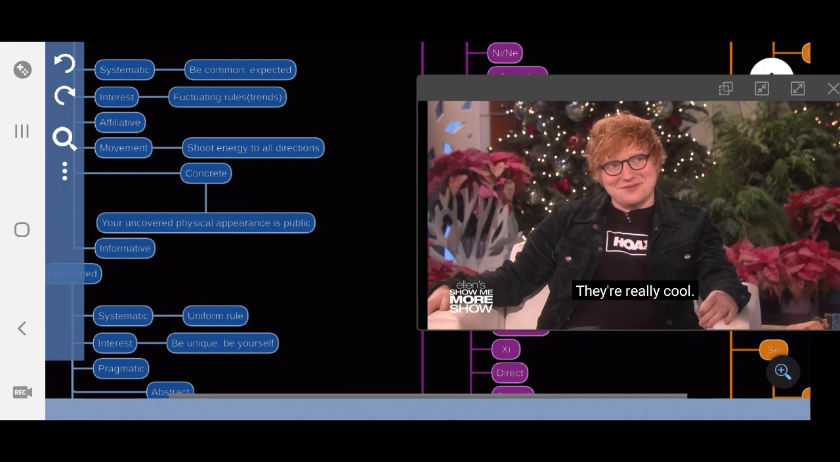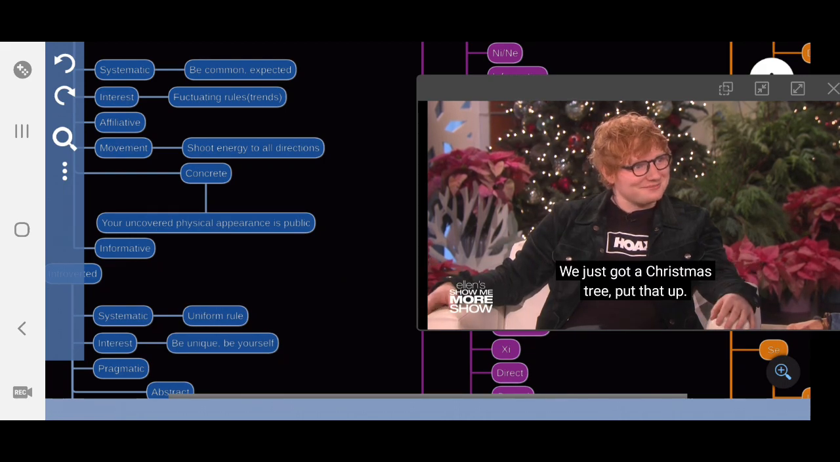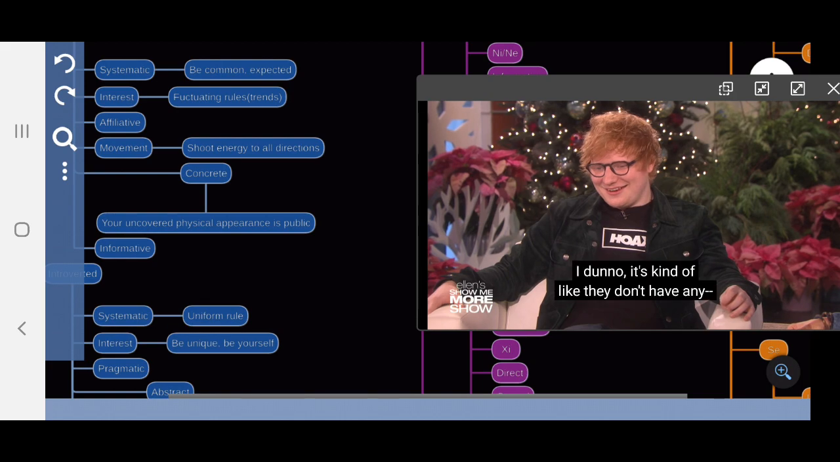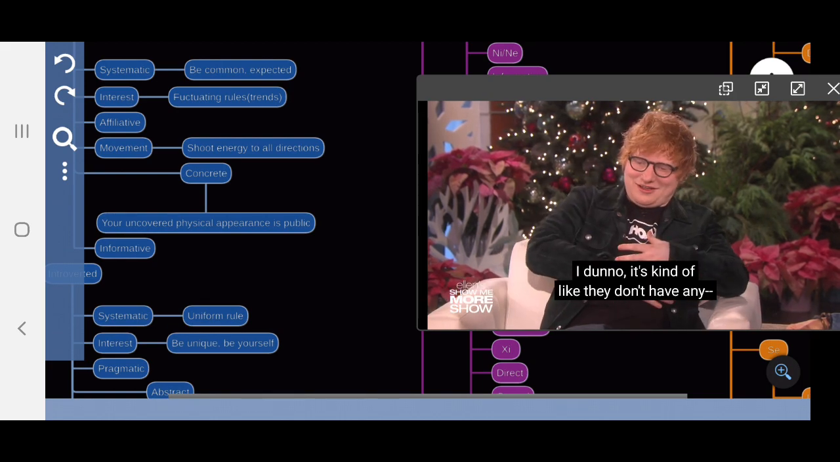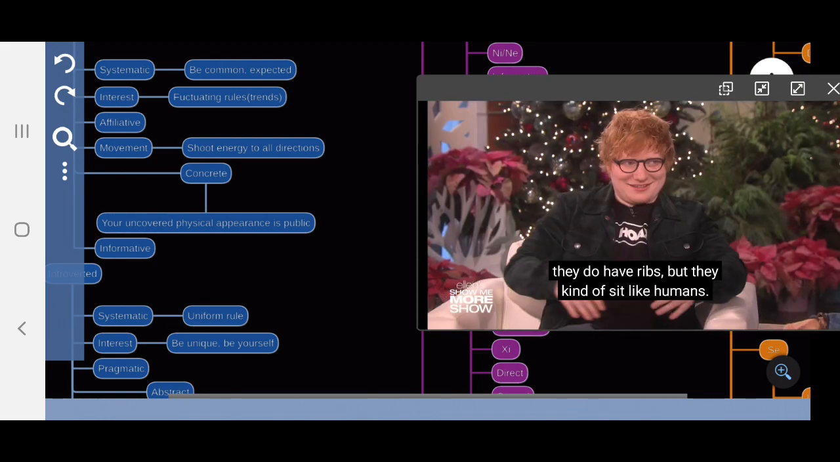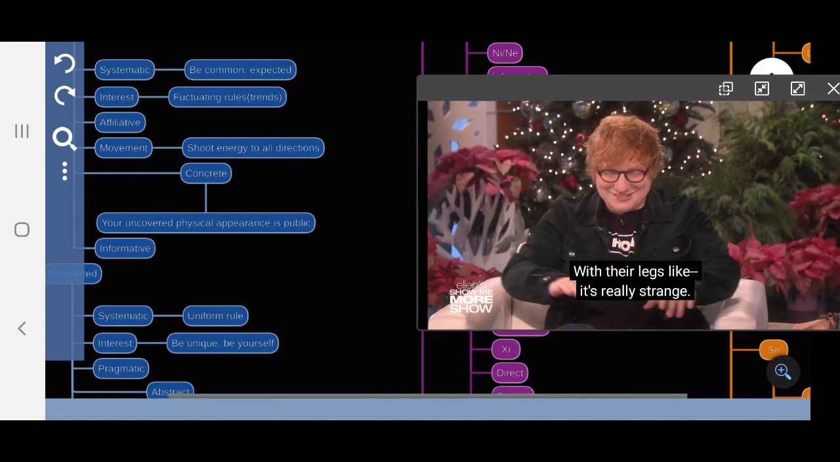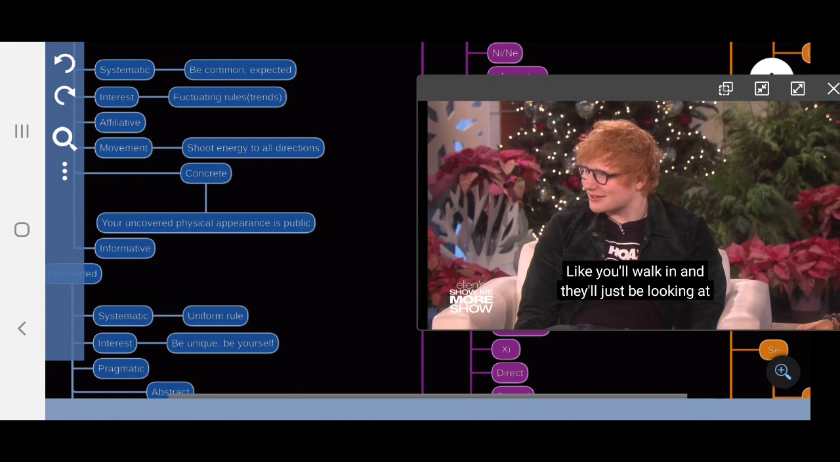They're really cool. We have cats. Very cool. Just got a Christmas tree. Put that up. How many cats do you have? We got the Christmas tree. Got two cats, but they're both really, really strange creatures. Why? I don't know. It's kind of like they don't have any... They do have ribs, but they kind of sit like humans, like this. They'll sit up like this with their legs. It's really strange. You walk in and they'll just be looking at you like that.